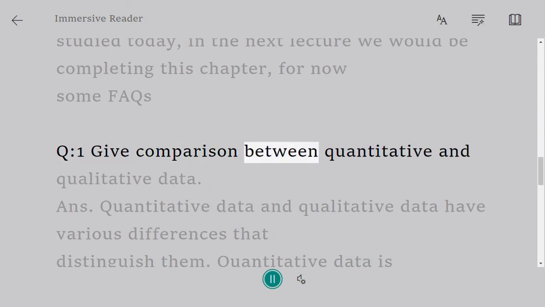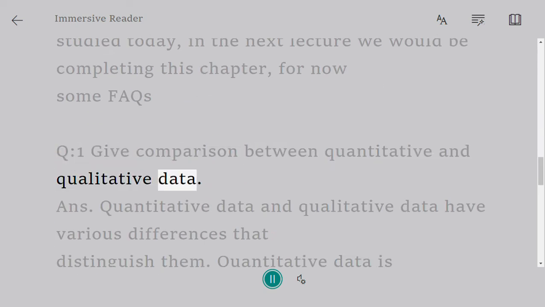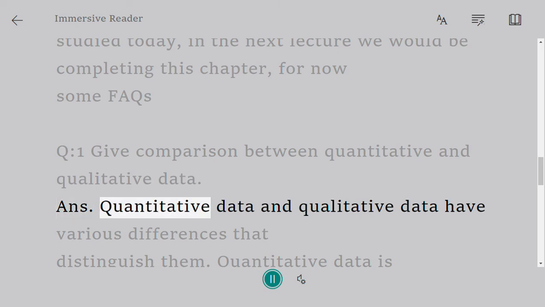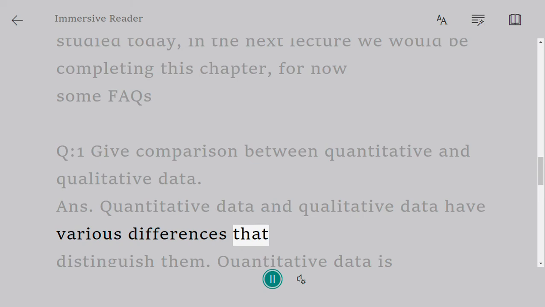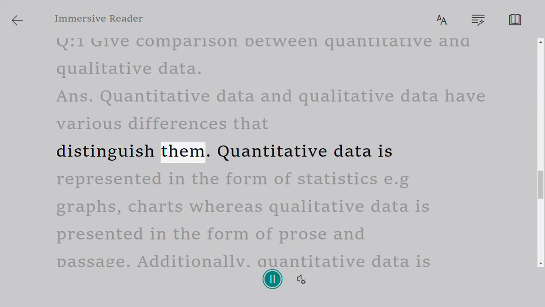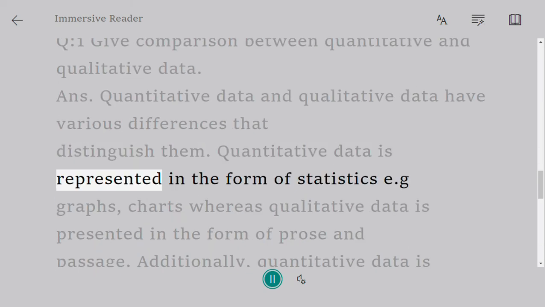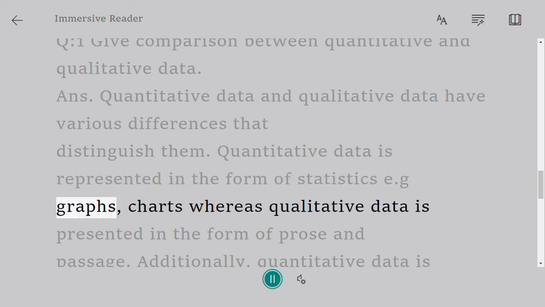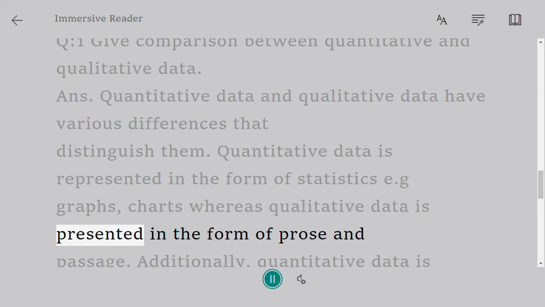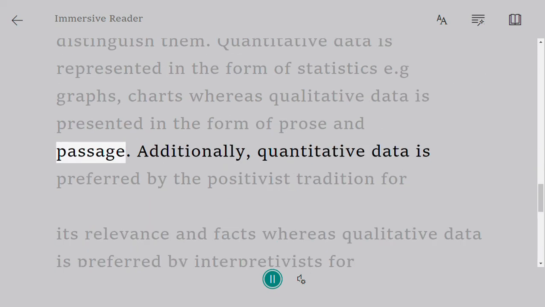Give comparison between quantitative and qualitative data. ANS, the quantitative data and qualitative data have various differences that distinguish them. Quantitative data is represented in the form of statistics, e.g. graphs, charts, whereas qualitative data is presented in the form of prose and passage.